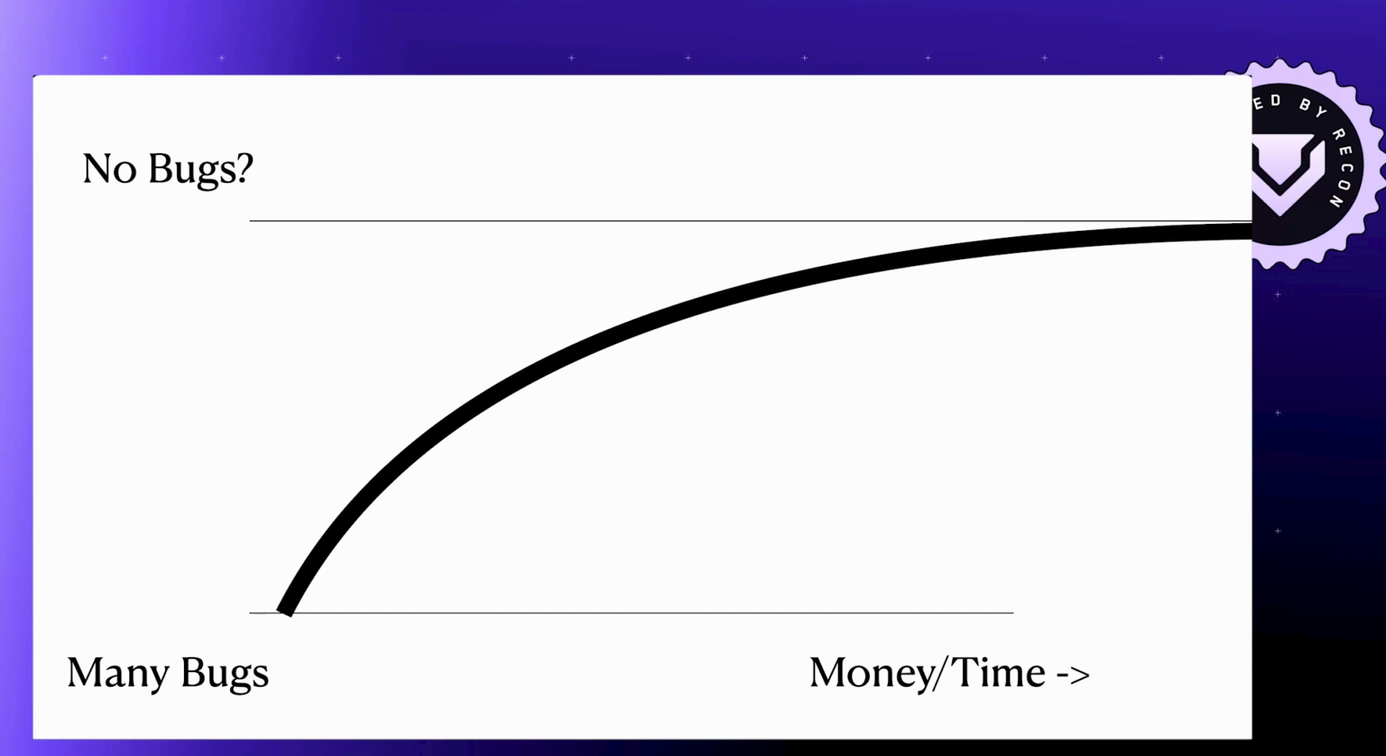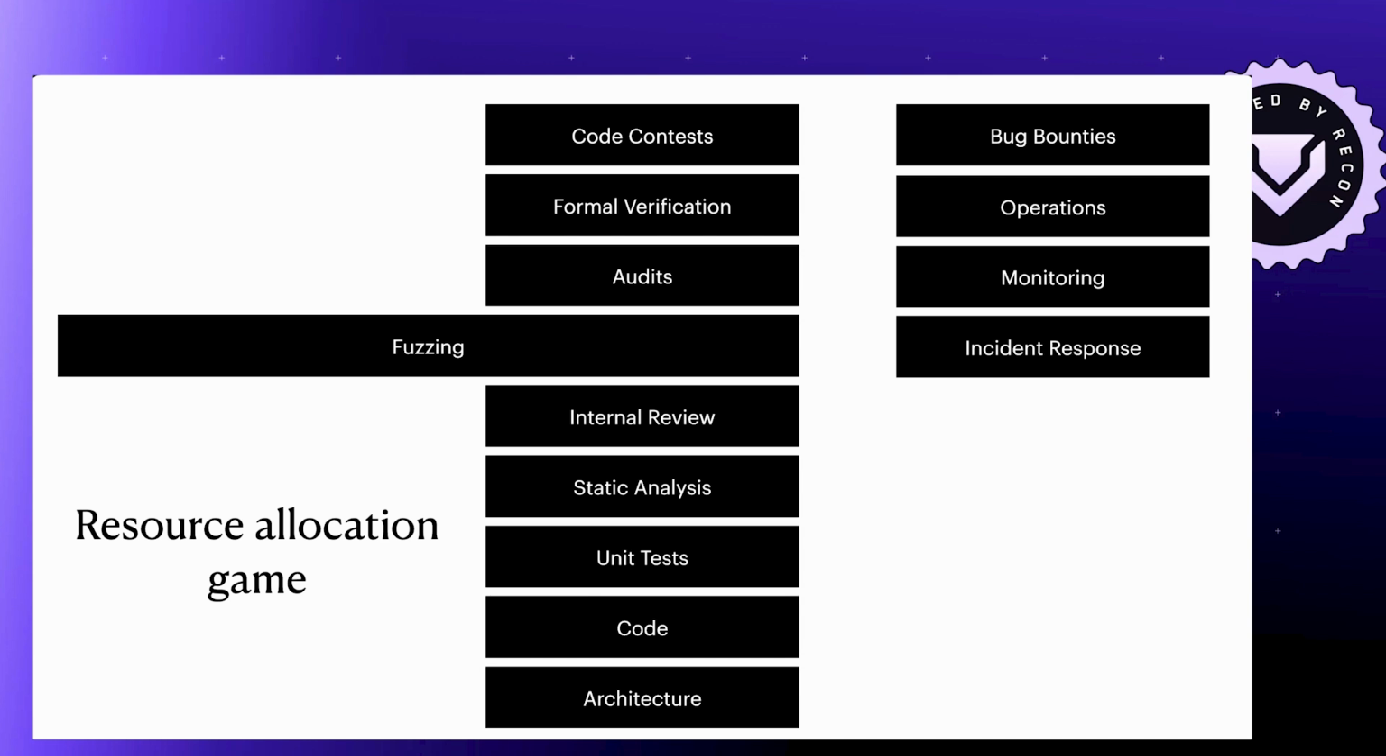And you're also trying to figure out where you are on this curve currently and where you actually need to end up given the goals of the project and the funds that will be in the project. And you have a lot of tools that are available to help you do this. So starting from kind of the bottom up, you've got the architecture design of your code, the actual writing of your code, unit tests, static analysis like Slither, internal code reviews, fuzzing, which is what we're talking about today, external audits, formal verification, code contests, bug bounties, your operations skills, your monitoring setup, your incident response skills and stuff.